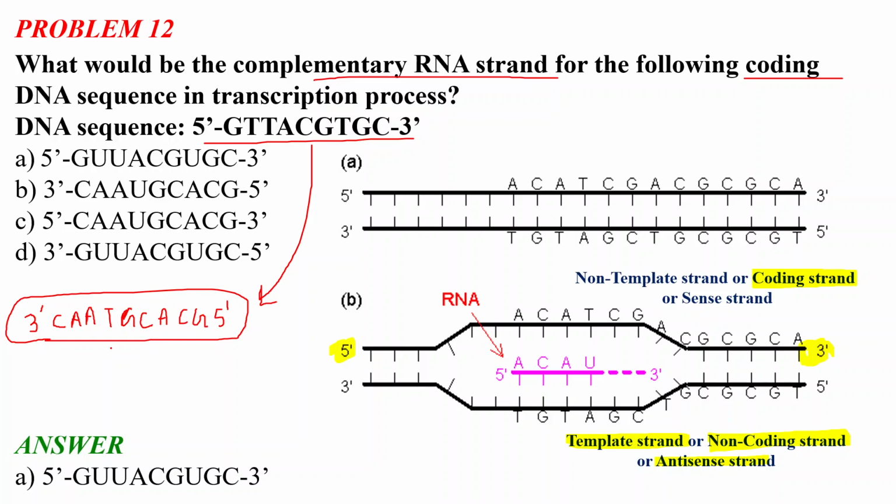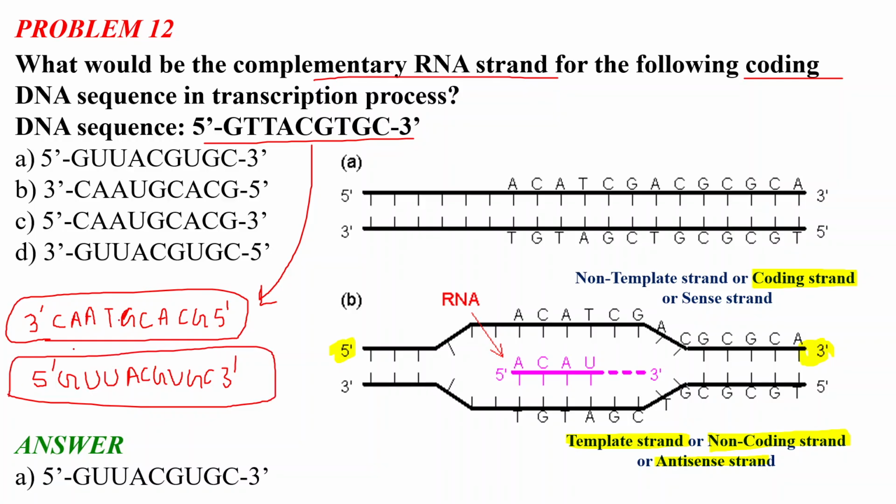So now what will be the RNA strand? That will be complementary to this strand. So we will now get this 5 prime G. Now A will be complementary, in RNA it will be uracil U, because we don't have the thymine here. Then also we have A, then C, then G, then U, then G, C, 3 prime. So this will be the answer. This will be the RNA strand, which is the complementary RNA strand.